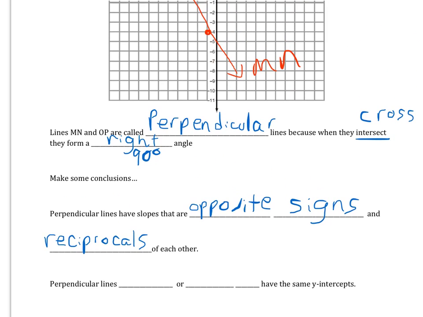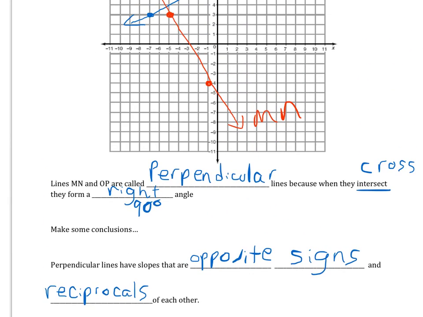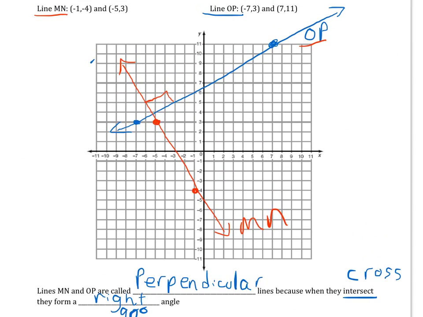Okay, now this next part is a little bit different than the parallel lines. So I want us to come back and look up here. I'm focused on this last part, perpendicular lines blank or blank blank that have the same y-intercept. So we're focused on the y-intercepts. Now my question is, do they have the same y-intercepts? And in this one, you guys don't need to write this down, you can clearly see no, they don't have the same y-intercepts.